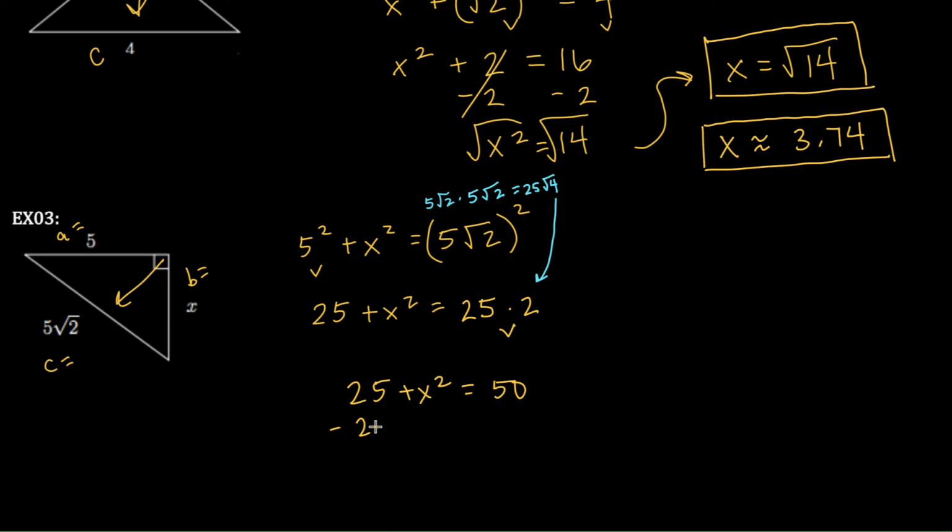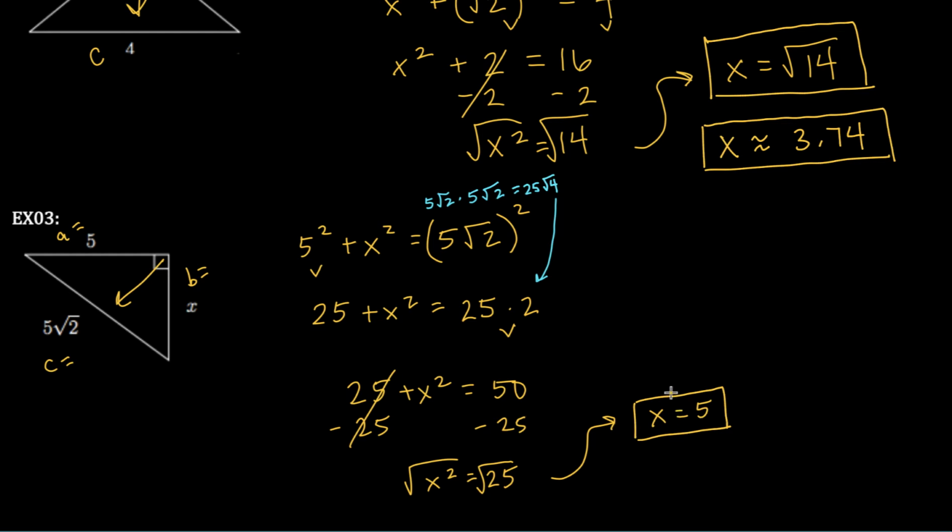And then we subtract 25. We get x squared equals 25. Oh, and this will be easy. Square root of this, so x equals 5.